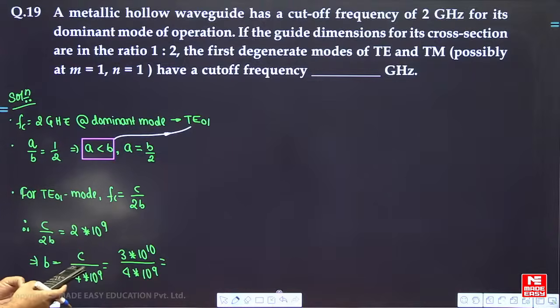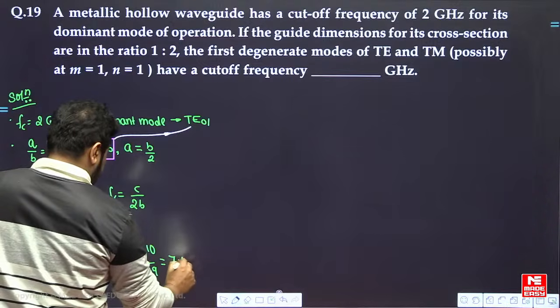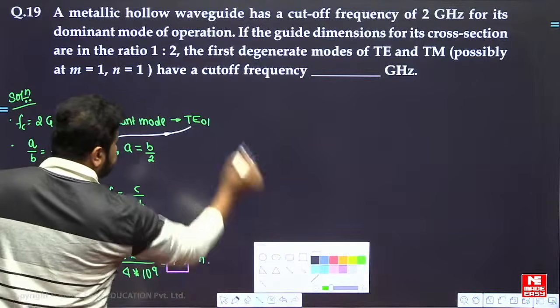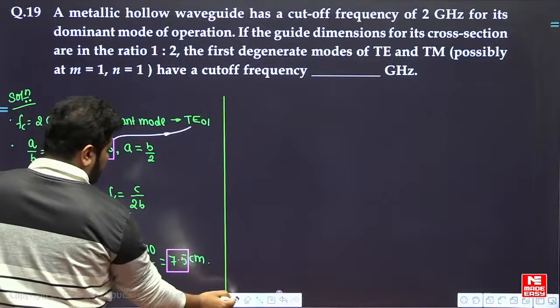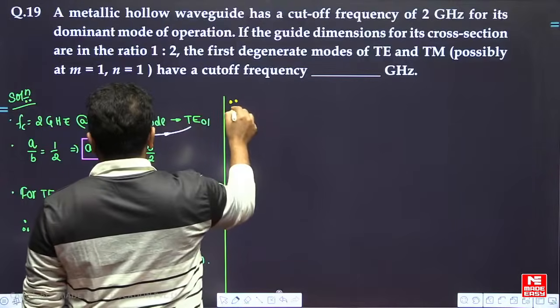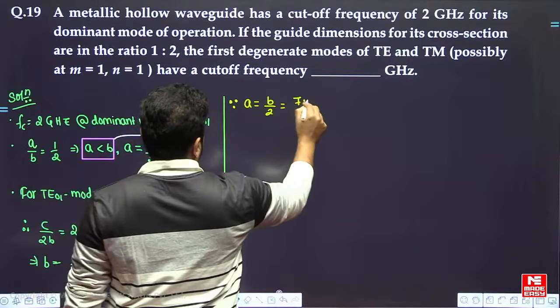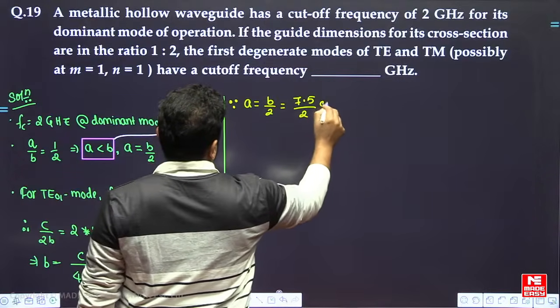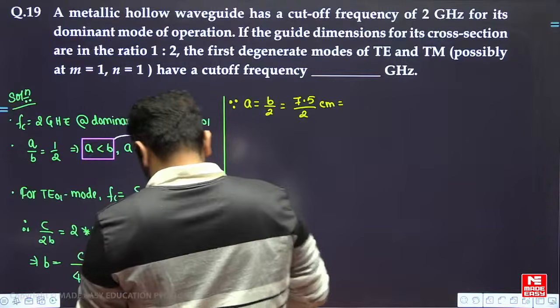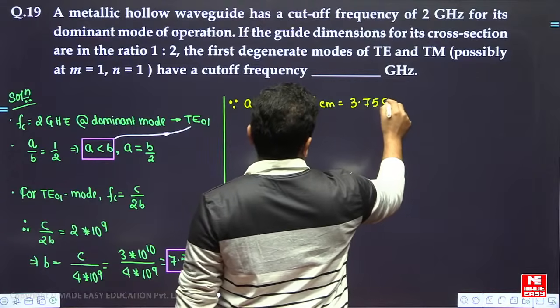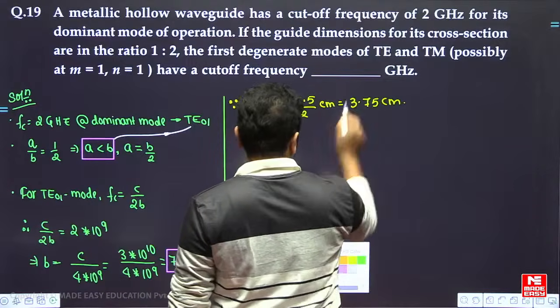3 to the power 10 divided by 4 to the power 9, 7.5. So, this is coming to be 7.5 centimeter, the B value, right. Okay. So, what will be the value of A? Now, since A is equal to B by 2, this is 7.5 divided by 2 centimeter, so divided by 2, 3.75 centimeter, correct. So, we have got A and B both.